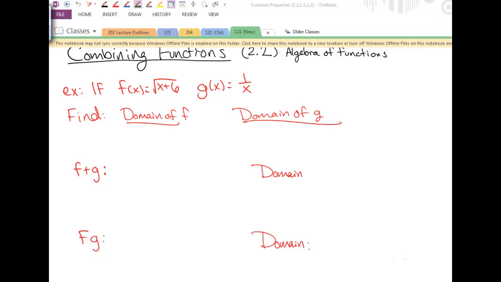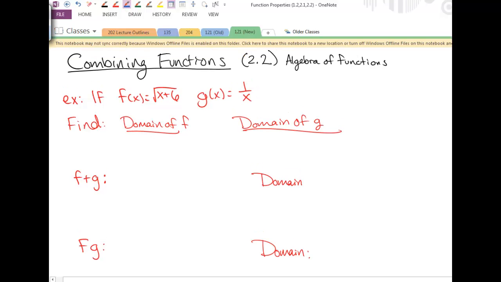Alright, in this video I want to look at combining functions with addition, subtraction, multiplication, and division. This is from section 2.2. It's called the algebra of functions. So I've got two functions here, f of x and g of x, and I picked them so that their domains would be something kind of interesting so we could talk a little bit about domains here.